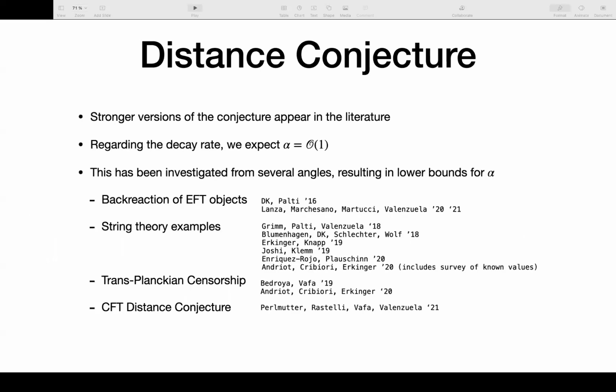Of course, stronger versions of the conjecture appear in the literature, and these address these various issues from several angles. Regarding the decay rate, we expect this to be some order 1 number, determined often by some discrete parameters of our compactification. And we have lower bounds on alpha coming from several results, for example, regarding the back reaction of EFT objects like black holes or strings, by scanning through string theory examples, from the trans-Planckian censorship conjecture, and also from the CFT distance conjecture.